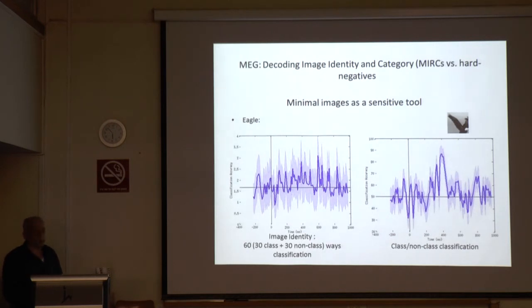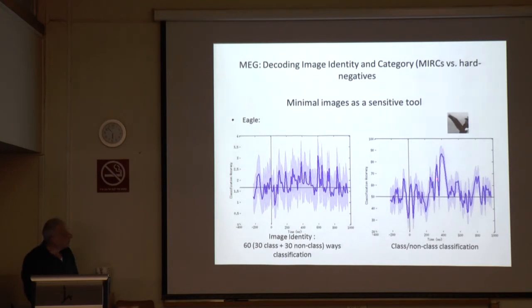And what we are doing is training a classifier to take as input the electrodes from the MEG and produce a classification, in this case of an eagle. And we have initial results which look interesting and promising, because they're very different from what you get in a MEG if you do not go to the level of the minimal images, but have complete images.